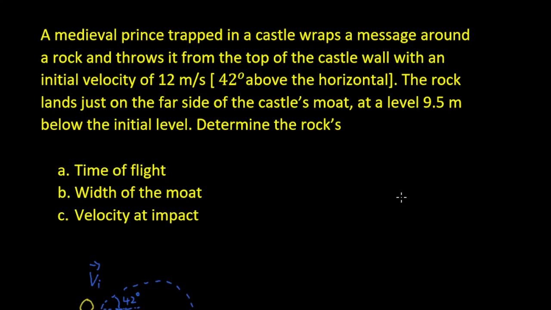Let's solve this physics question here. A medieval prince trapped in a castle wraps a message around a rock and flings it from the top of the castle wall with an initial velocity of 12 meters per second, 42 degrees above the horizontal. The rock lands just on the far side of the castle's moat, at a level 9.5 meters below the initial level. Determine the rock's A, time of flight, B, width of the moat, C, velocity at impact.